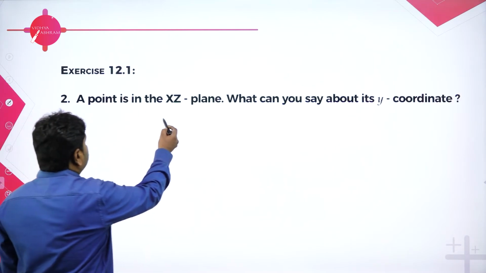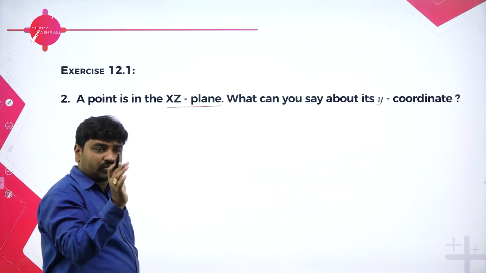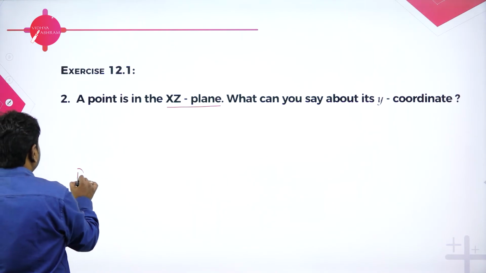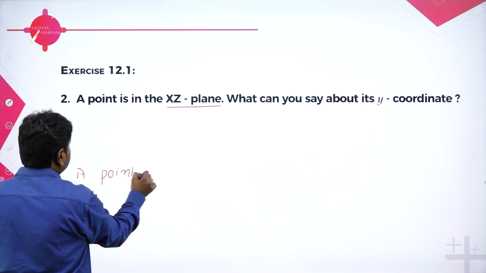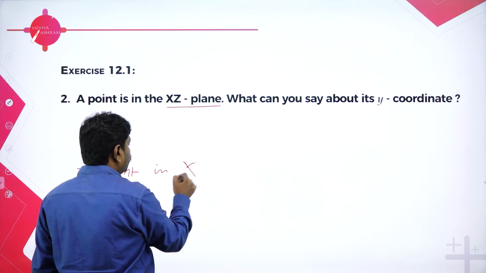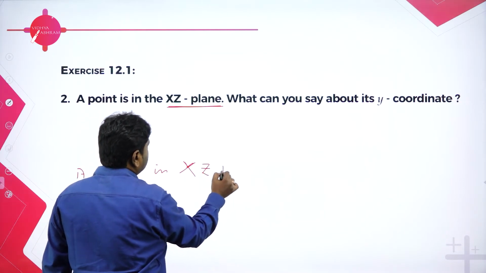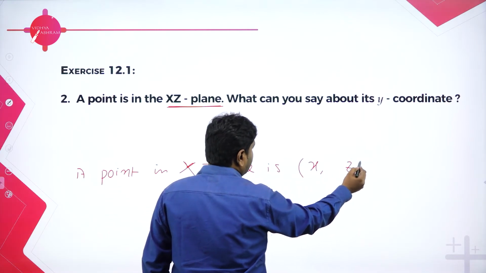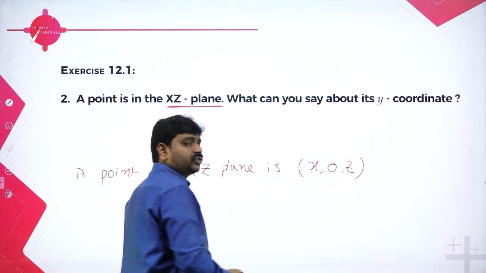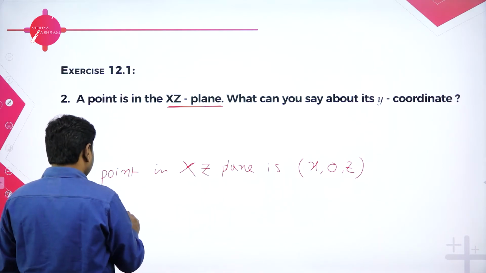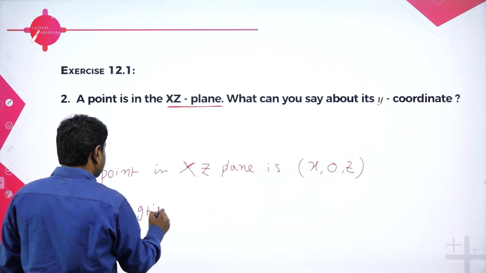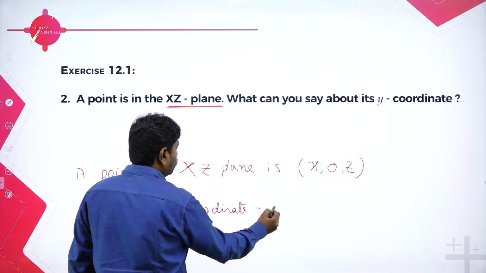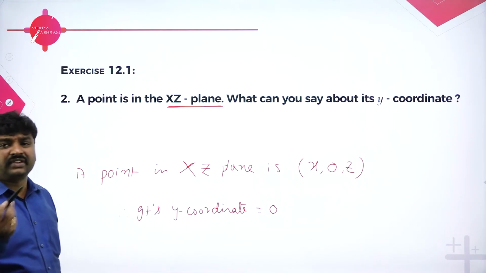Similarly, a point is in the xy plane. What can you say about its y coordinate? A point in the xz plane will be in what form? It will have an x value and a z value, but in between, the y value will be 0: (x, 0, z). So therefore its y coordinate is 0, because it's in the xz plane.